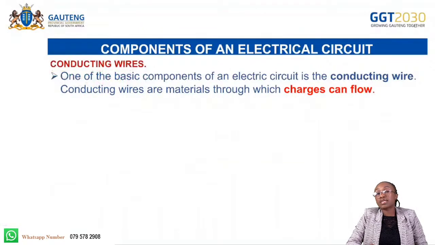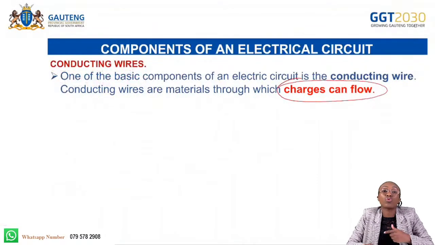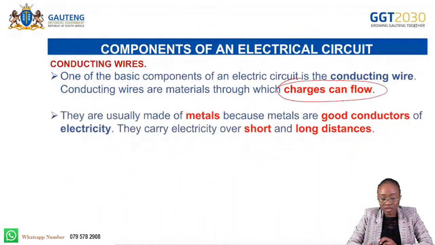Conducting wires, these are one of the basic components of an electric circuit. These are our conductors. So, what is their function, or how best can we describe what conducting wires are? Conducting wires are materials through which charges can flow. So, they are materials that allow charges to flow through them. So, these are our conducting wires.